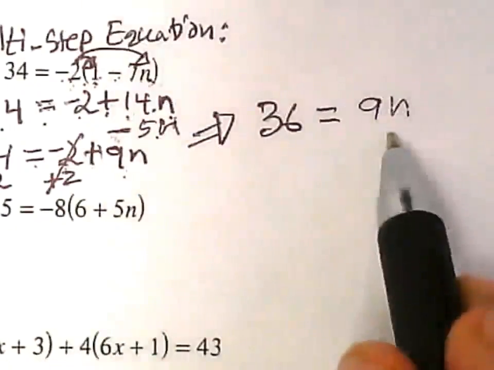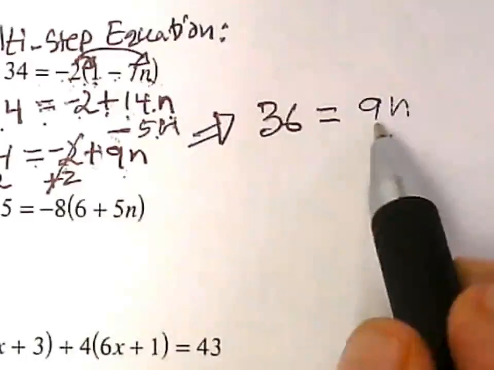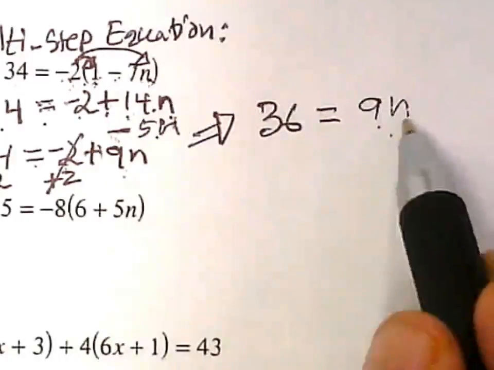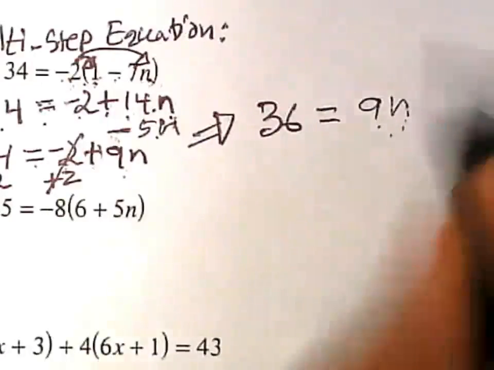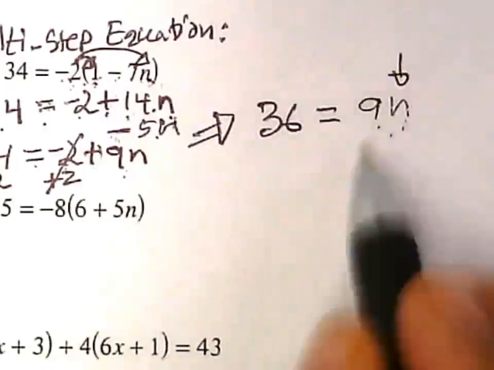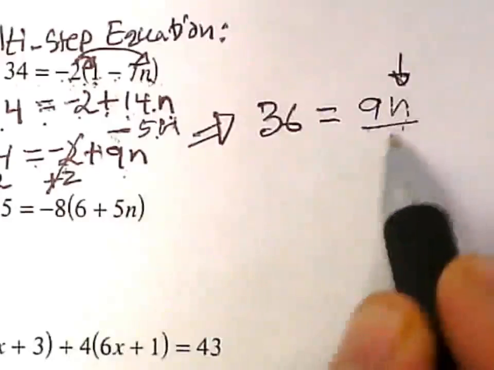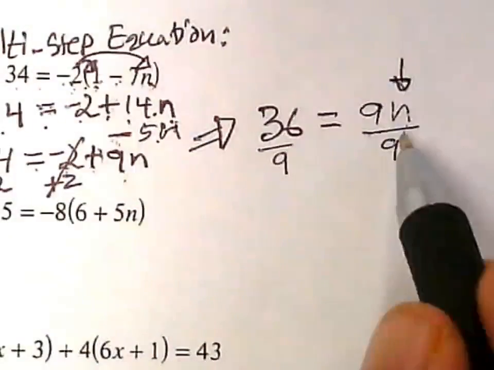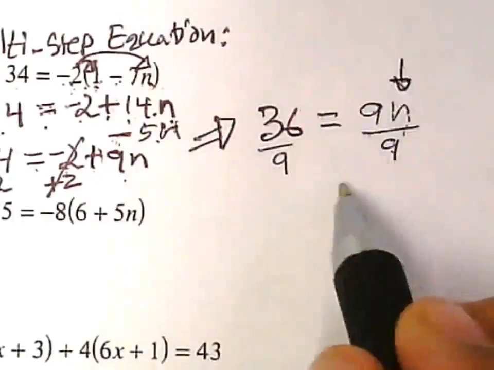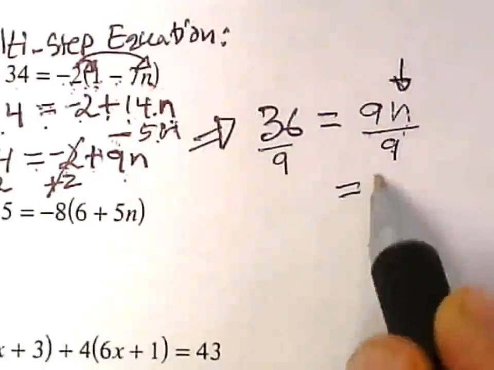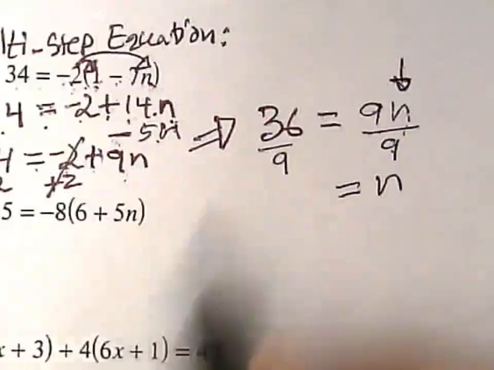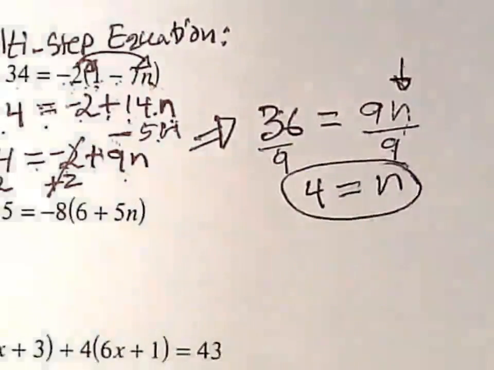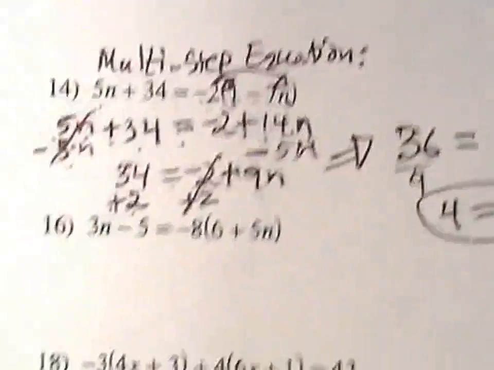Now look at this. Your n is not alone yet. You have 9 with it. So our goal again is to get the variable alone, which is n in this case. So we need to get the n alone. To get that, we need to divide both sides by 9. So 9 goes to 9 one time. I have one n left here. And 9 goes to 36 four times, which is the solution of this multi-step equation.